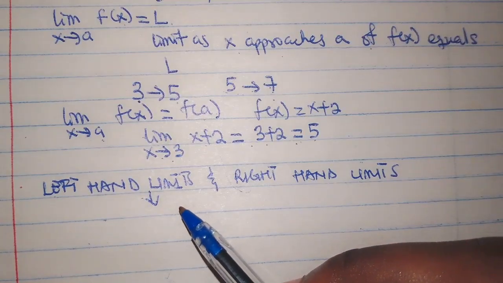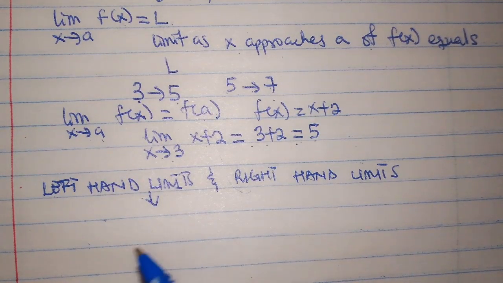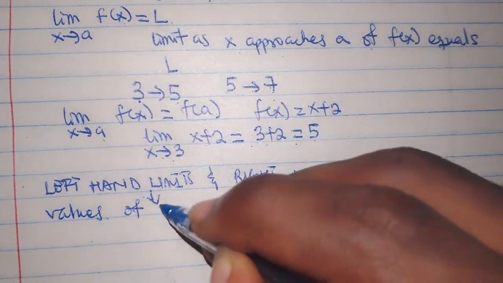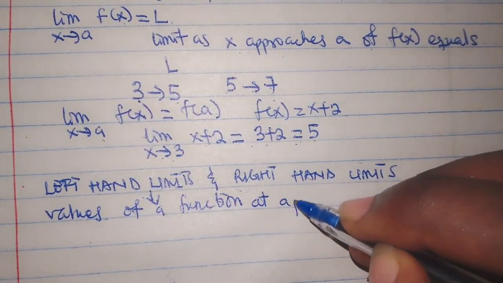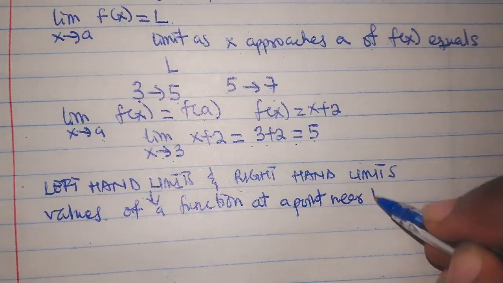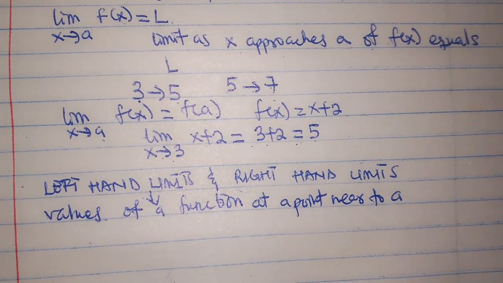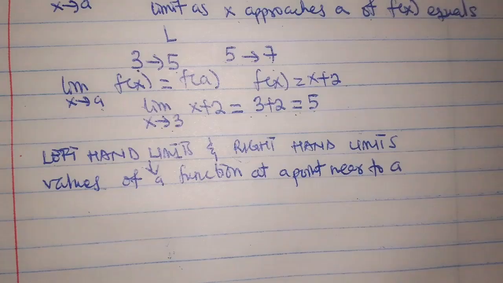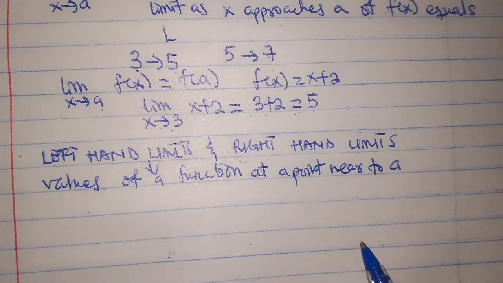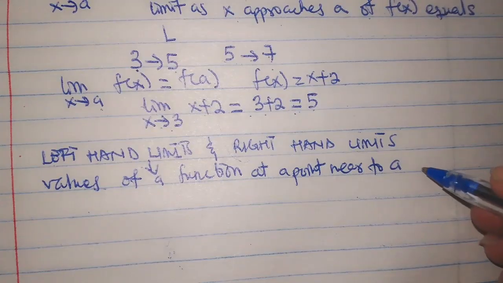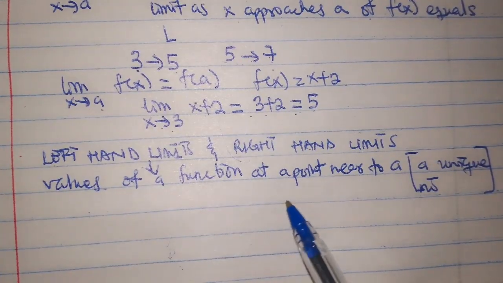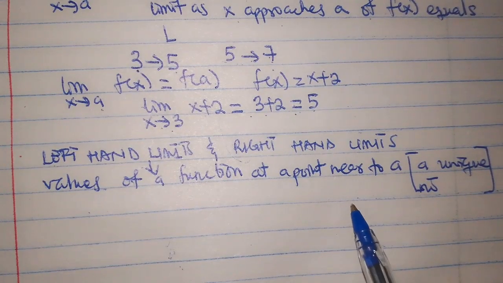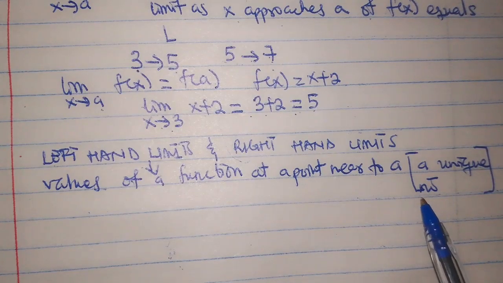Now we are saying that for this left hand limit, if the values of a function at a point near to a tend to be a definite unique number, so the values of a function at a point near to a tend to be a definite unique number.